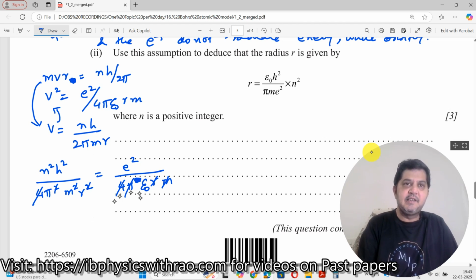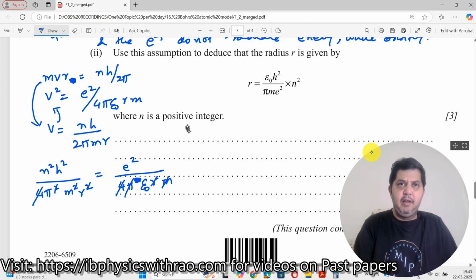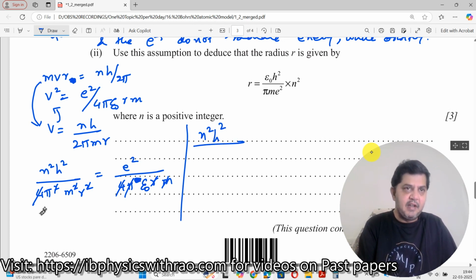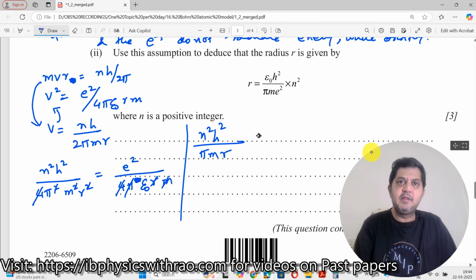Now let us rewrite this once again. I'll write this as n square h square divided by what is remaining here. Square goes away, you have a pi here, you have a pi here. Then m is available here. Then there is an r here.